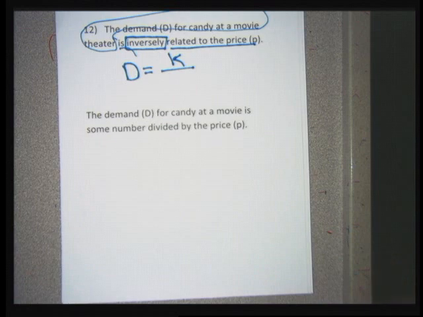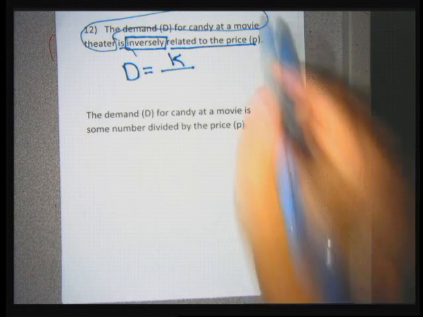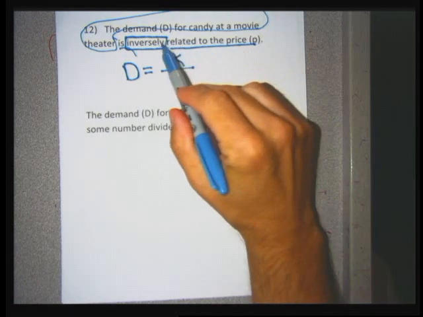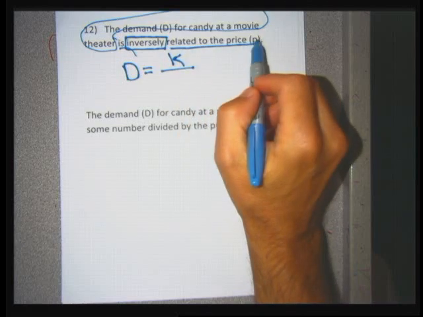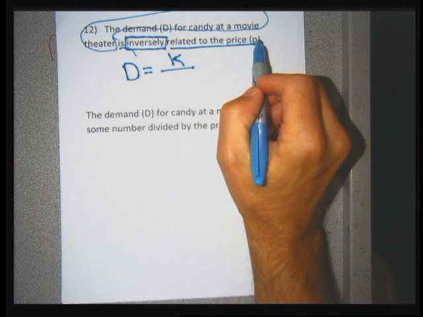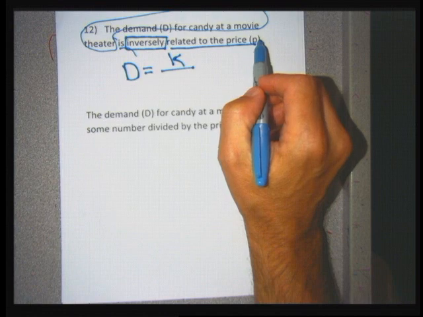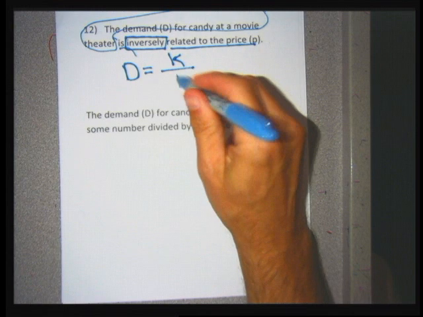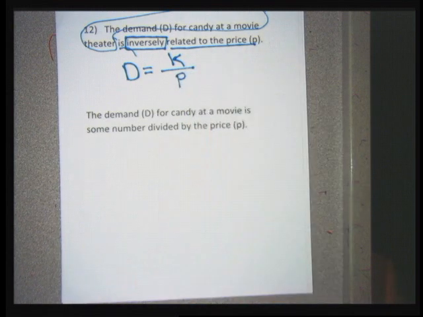And here it says it's inversely related to the price. Again, I don't see any words after the inversely that tell me I need an exponent or a radical. I don't see root or square or cube root. So I'm just going to put a p in the denominator. And that's the equation that problem 12 wants.